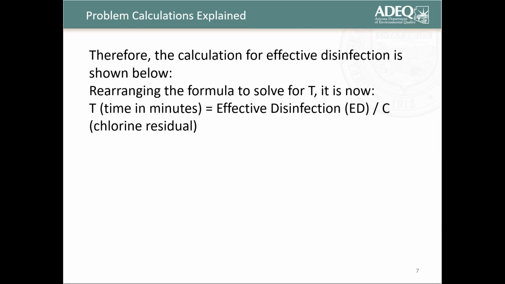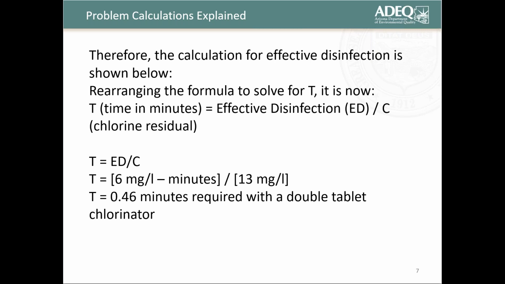Therefore, the calculation for effective disinfection is shown below. Rearranging the formula to solve for T, it is now time in minutes equals effective disinfection divided by chlorine residual. So in this case, you have 6 milligram liter minutes divided by 13. So T is equal to 0.46 minutes required with a double tablet chlorinator. So you can see you're going to get disinfection very quickly if you have good operating conditions.